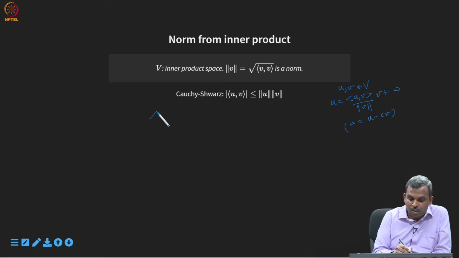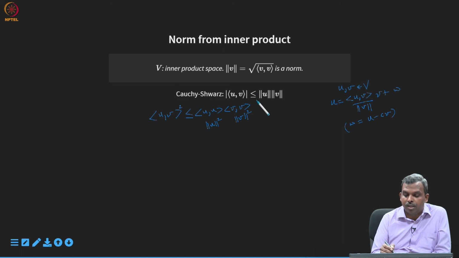How did we write the Cauchy-Schwarz inequality? We wrote the absolute value of u comma v squared is less than or equal to u comma u and then v comma v. So now this is norm u squared, this is norm v squared. So the absolute value of the inner product u comma v is less than or equal to norm u into norm v. This is a rewriting of Cauchy-Schwarz just in terms of this norm. Checking that this is a norm is a very easy exercise.